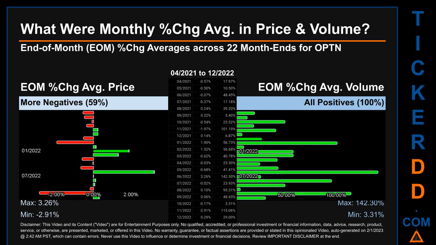From 04/2021 to 12/2022, out of 22 month ends, 13 had a negative percentage change in average price. Meaning 59% of month ends saw a negative percentage change in average price. In terms of volume, 22 out of 22 month ends had a positive percentage change. That is 100% of month ends saw a positive percentage change in average volume. Price saw an end-of-month max of 3.26% in average percentage change along with a minimum of -2.91%. For volume, the maximum and the minimum monthly percentage change were respectively 142.30% and 3.31%.